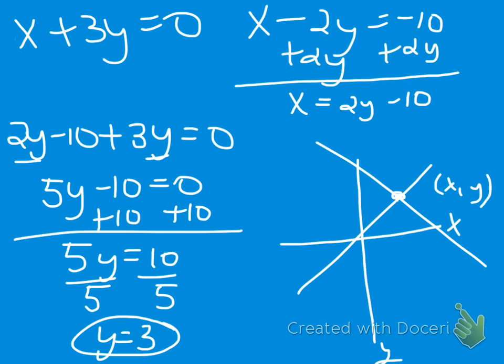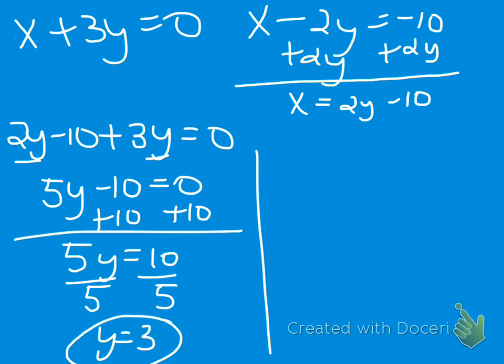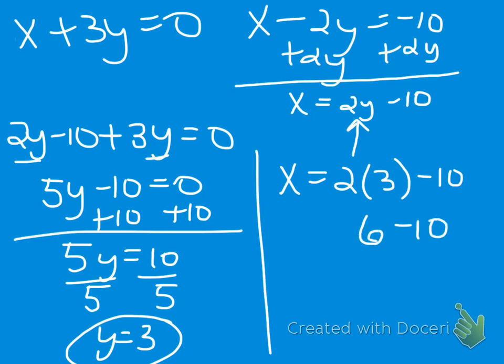So let's back out a little bit here. We now need to find the x value. We know that y is 3. And if I plug in right here, I could find the x value. So x equals 2 times 3, and there's another substitution, minus 10. So 6 minus 10. So x equals 4. Careful. Negative 4. Very good.